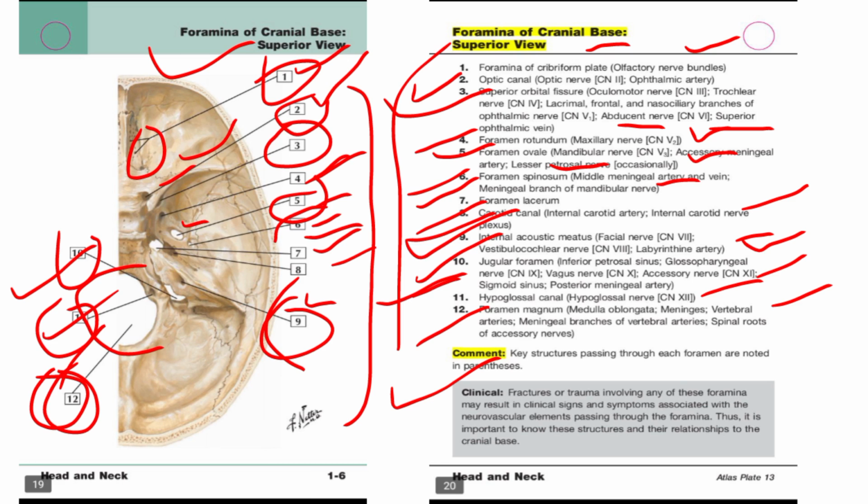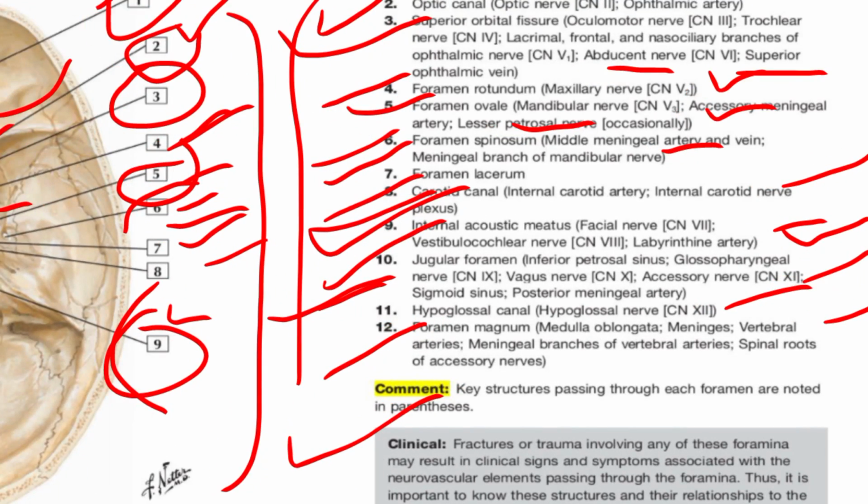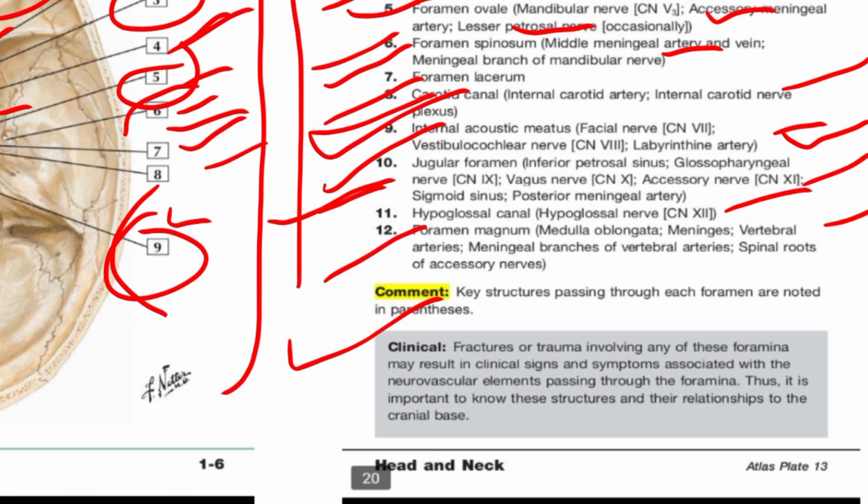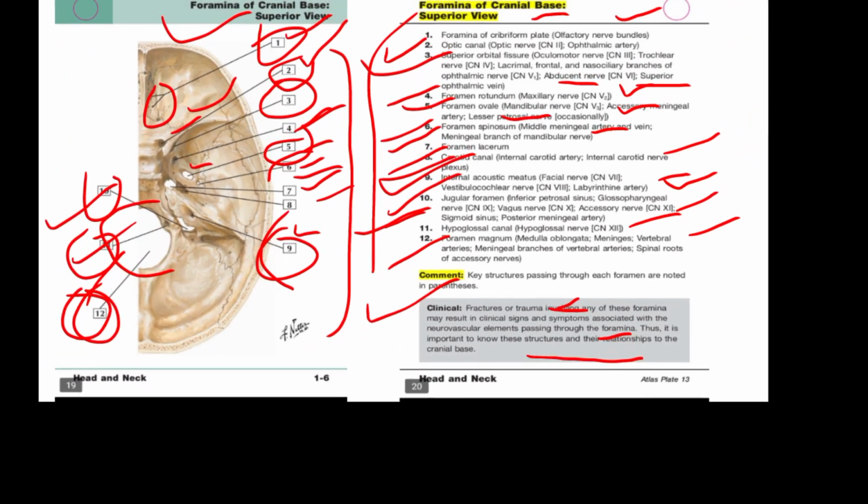Next we have the clinical point. Fracture or trauma involving any of these foramina may result in clinical signs and symptoms associated with the neurovascular elements passing through the foramen. If the nerves or neurovascular bundles perform specific functions, any injury or trauma to these nerves can lose its function. Thus, it is important to know these structures and their relationship to the cranial base.